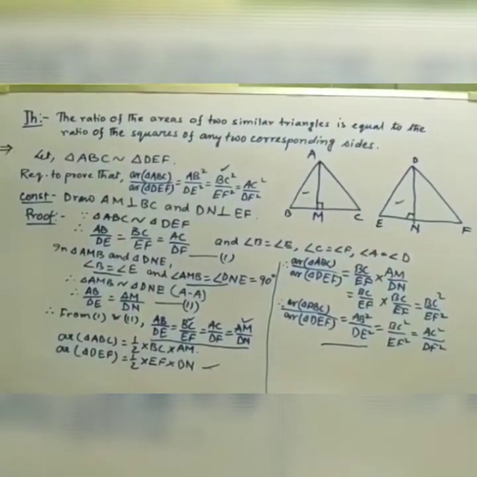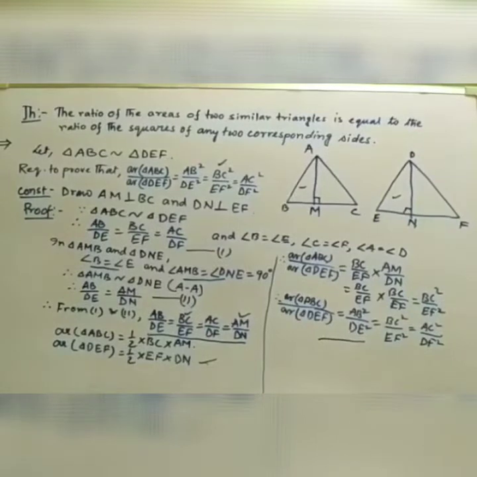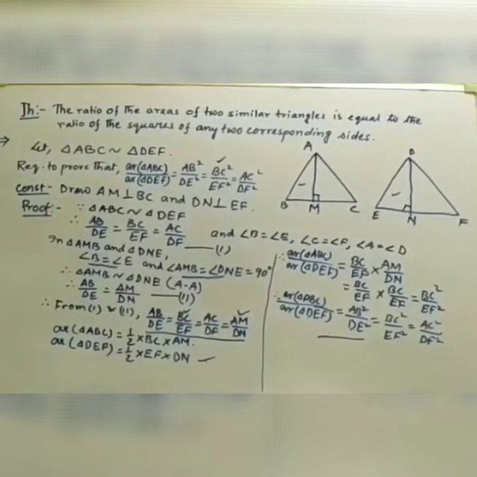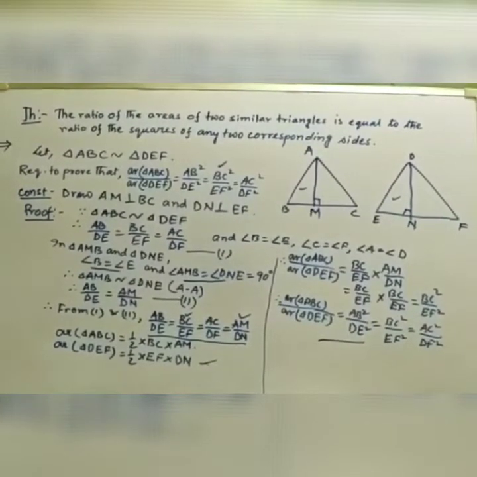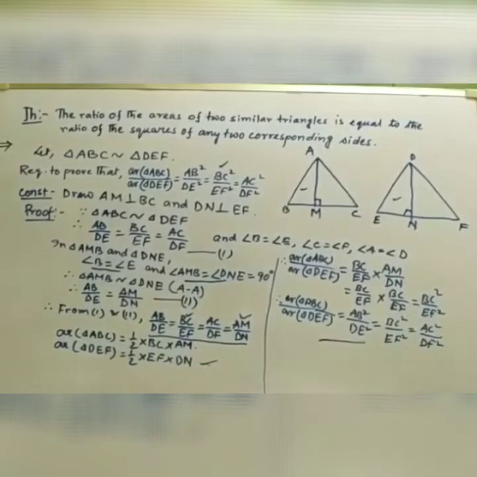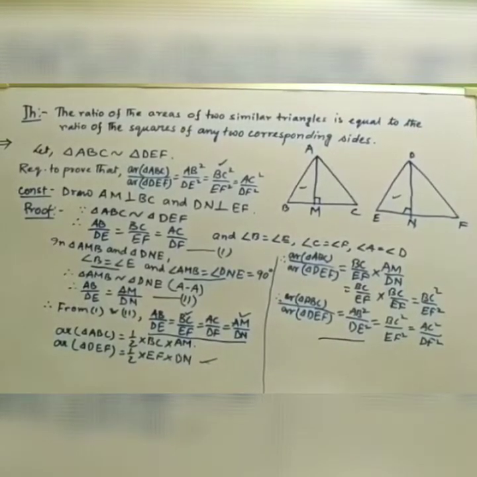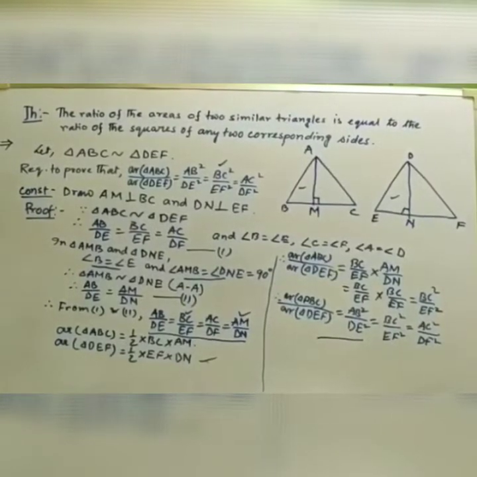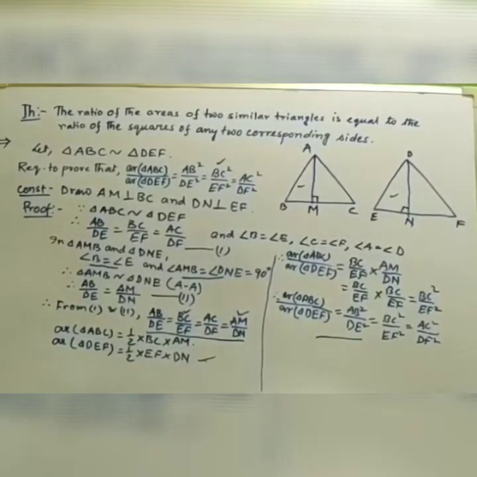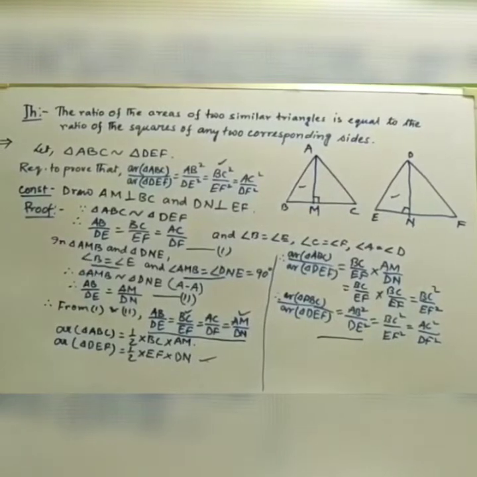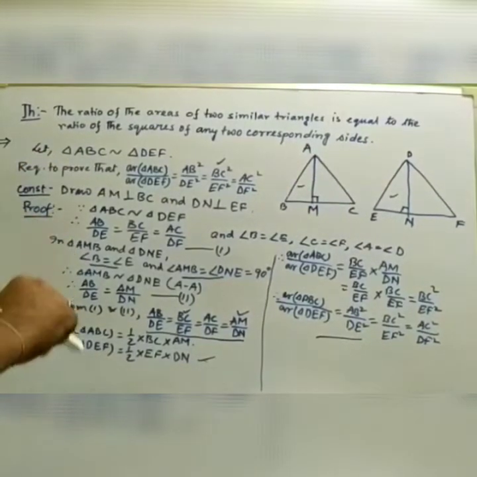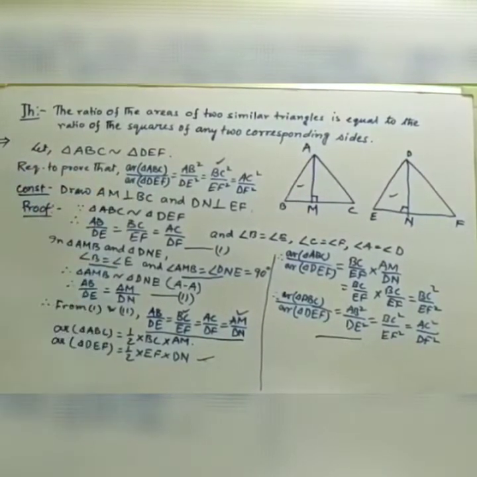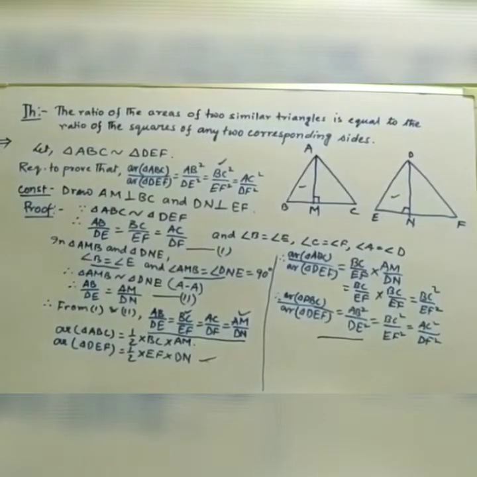This is one of the important proofs, and in alternate years this proof comes in the exam. So you need to practice this theorem properly, because this type of theorem can come, and some related applications you have there. You have to use this property, that the ratio of the areas of the two triangles is equal to the ratio of the squares of any two corresponding sides.